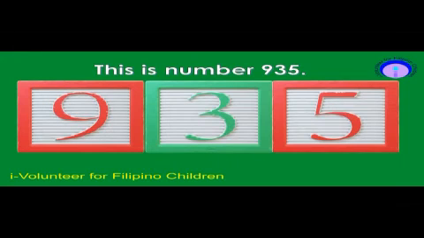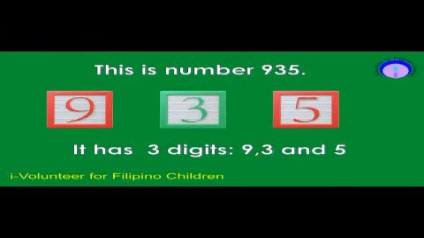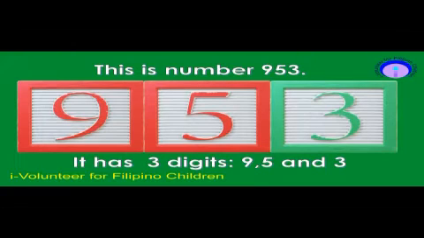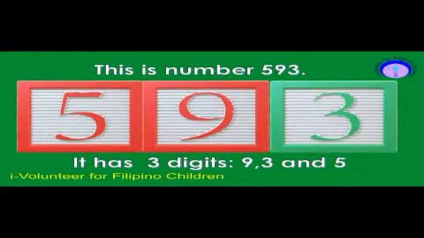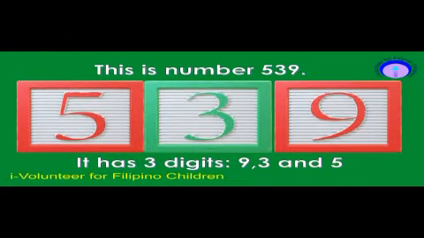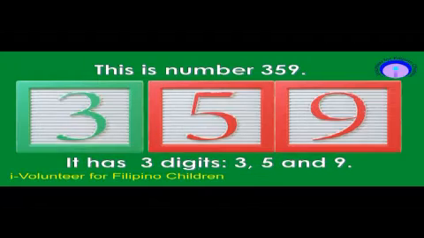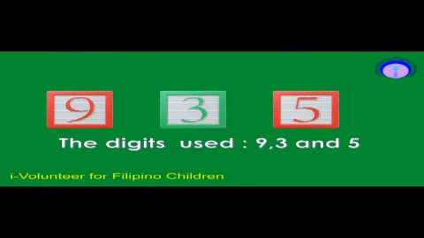The next number is 935. It has 3 digits. This is also called a 3-digit number. The next one is 953. It has digits 9, 5, and 3. Next number is 539. It has 3 digits. Another example of 3-digit number is 359. It has digits 3, 5, and 9.